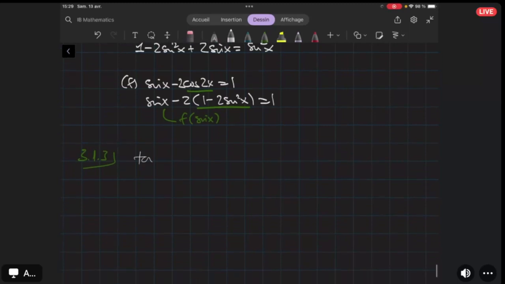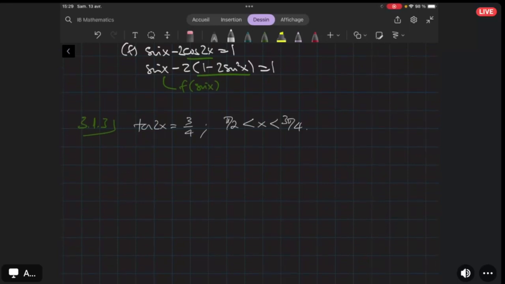We are given that tan of 2x is 3 over 4. We are also given that pi over 2 is less than x less than 3 pi over 4. What is cos of 2x? What is cos of x? And what is sine of 4x?